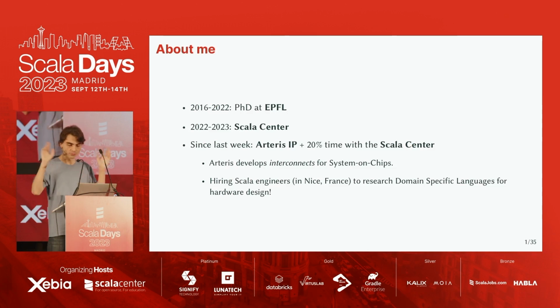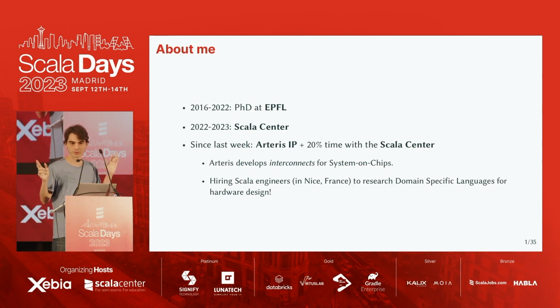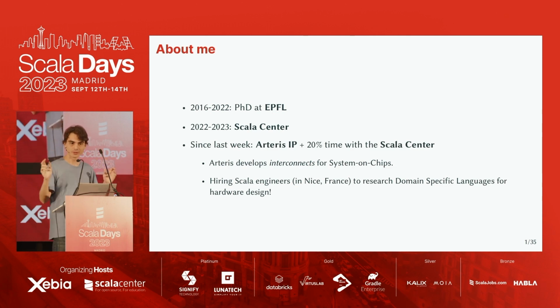So just briefly about me, I did my PhD at EPFL, where I worked on Scala 3, then I worked at the Scala Center, and recently, just last week, I joined a company called Martres that does interconnects for system on chips, which is like connections between CPUs and RAMs and other stuff. And if you're interested in working on domain-specific languages in Scala 3 for hardware design, talk to me because we're hiring.